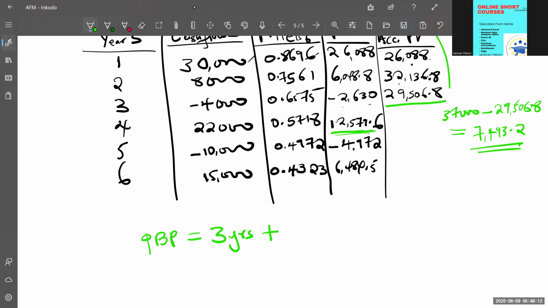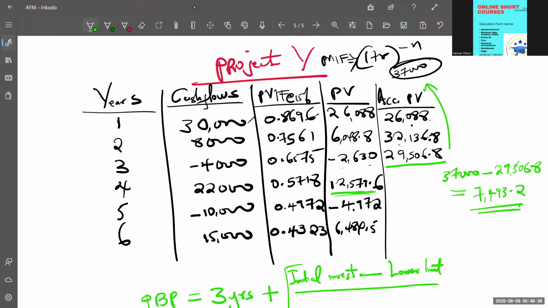We use this approach, this formula. So I will introduce a bracket and say, just take the initial investment, the amount you are looking to recover in total, and then we get the difference from the lower limit. Lower limit. And this one should not even worry you because we already computed it. You see the 7,493.2, that is the numerator here. The initial investment, I believe you know that initial investment was 37,000.